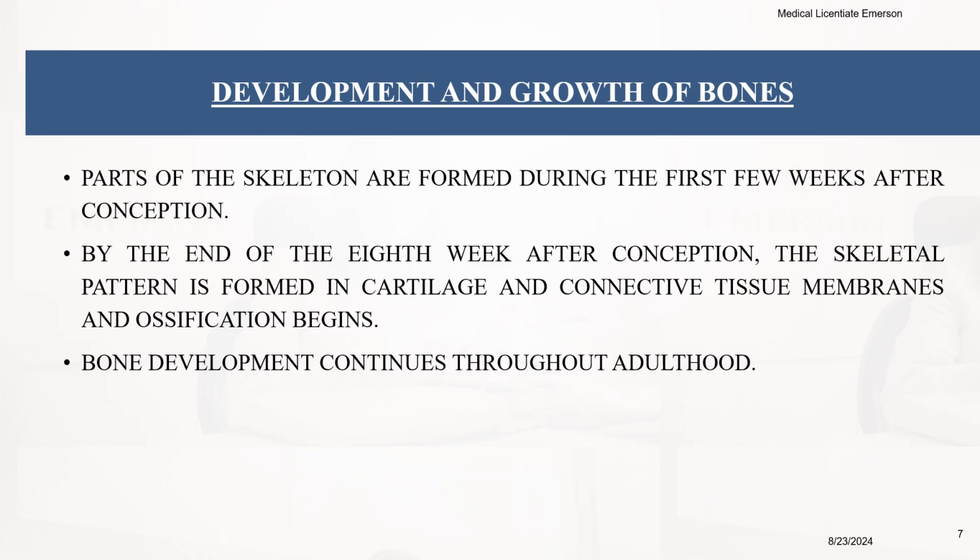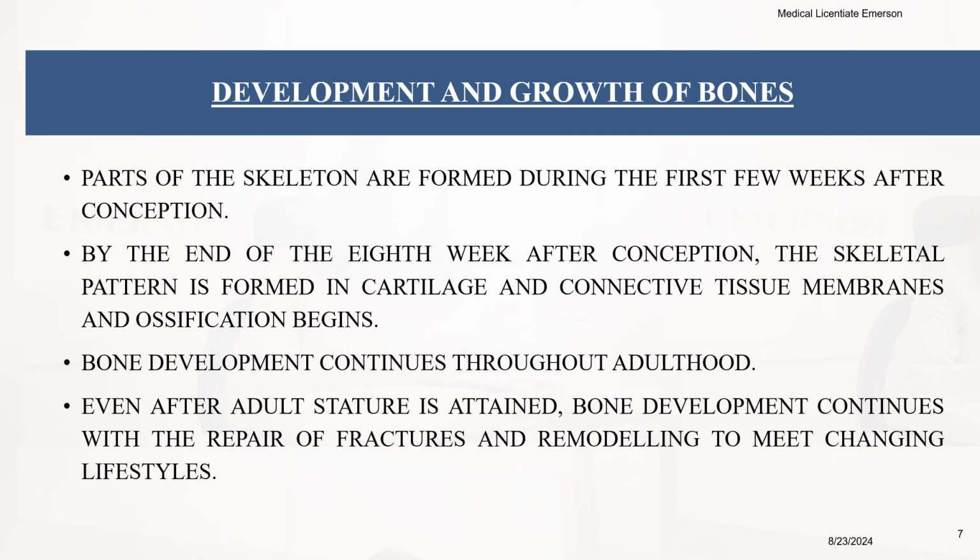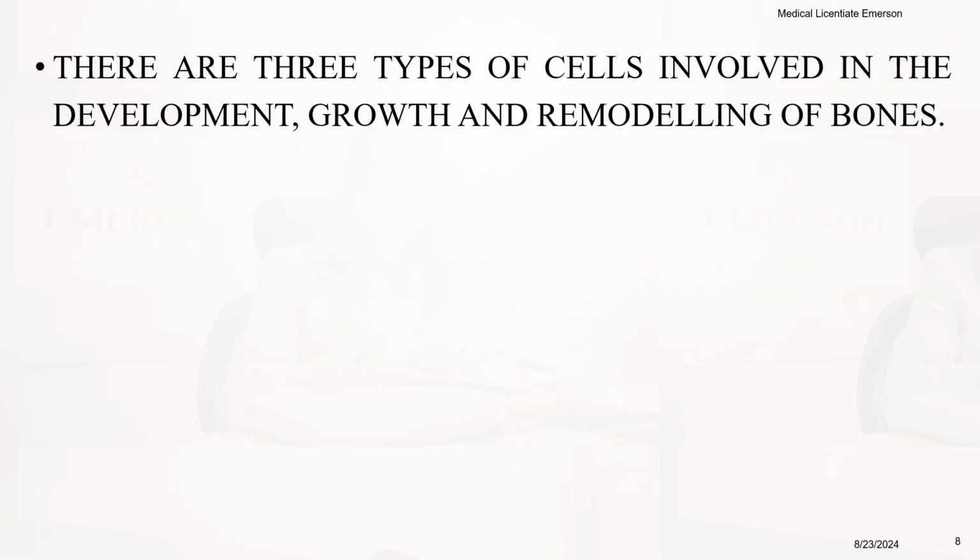So remember, we are saying ossification and osteogenesis are used synonymously. Then bone development continues throughout adulthood. Even after adult stature is attained, bone development continues with the repair of fractures and remodeling to meet challenging lifestyles. Then there are three types of cells involved in the development, growth, and remodeling of bones.